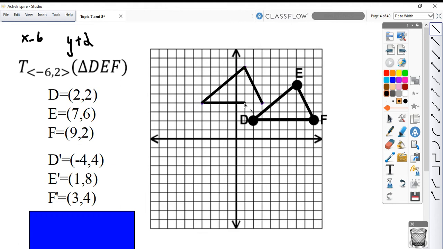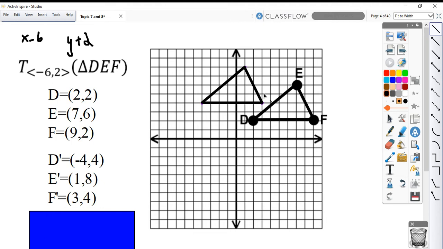And again, you can see that our new triangle hasn't changed shape. The only thing is that these points, D prime, E prime, and F prime, are in a different location than the originals were. Okay, we took this whole shape and we just slid it up to where this one is.